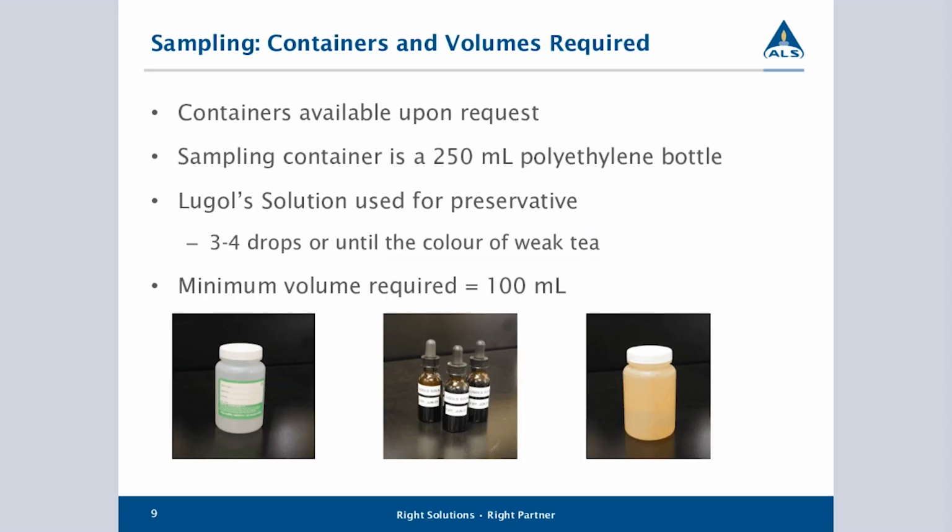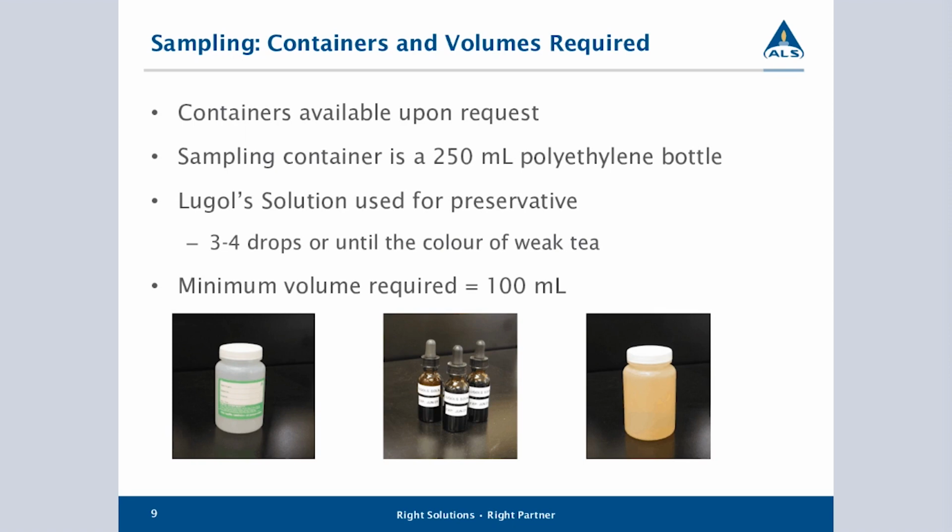Okay, I'm going to move on to describing a little bit about what we offer here at ALS for cyanobacteria analysis, specifically in regards to cyanobacteria cell counting. So when you have a sampling requirement, we're able to provide you with appropriate containers upon request. For this test, we can provide 250 milliliter polyethylene bottles for sampling. The preservative that we use for this test is a concentrated iodine solution called Lugol solution. We can provide a 30 milliliter dropper bottle for preserving samples in the field.